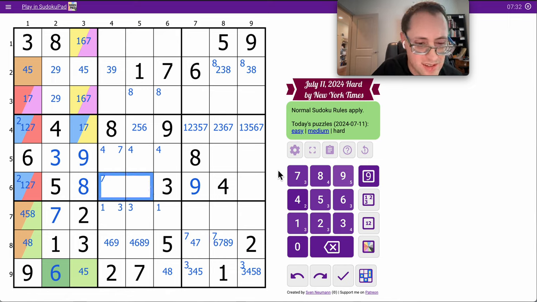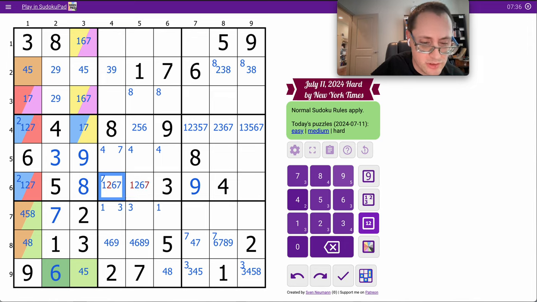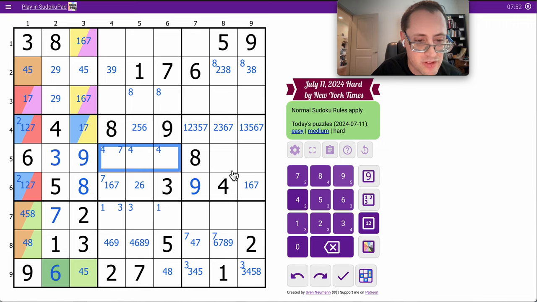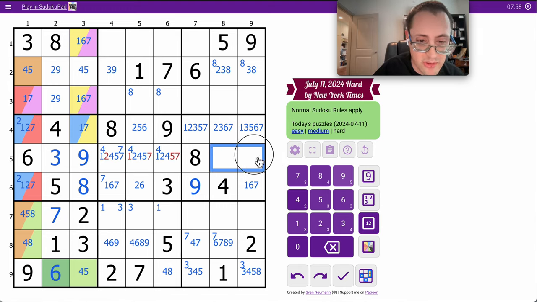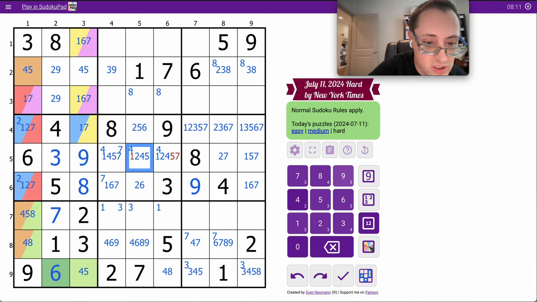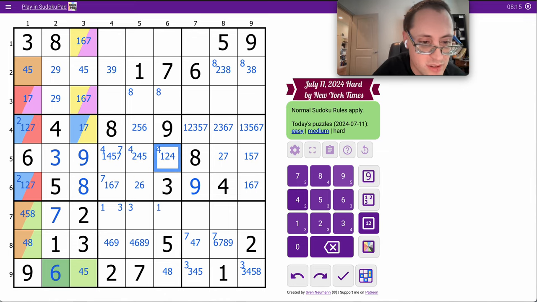3, 4, 5, 8, 9. In row 6, I need 1, 2, 6, and 7 to finish the row. And so I have no help. 3, 6, 8, 9 in row 5 are done. And this one also can't be 3, 6, 8, 9. 1, and this takes out 5 and 7. And I have no discernible pattern here.